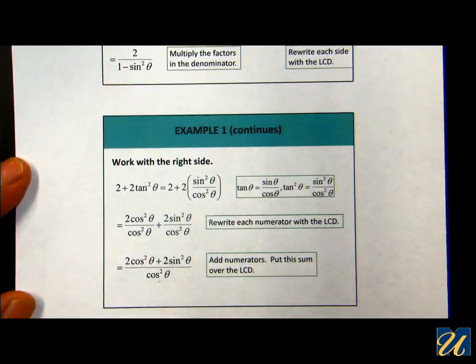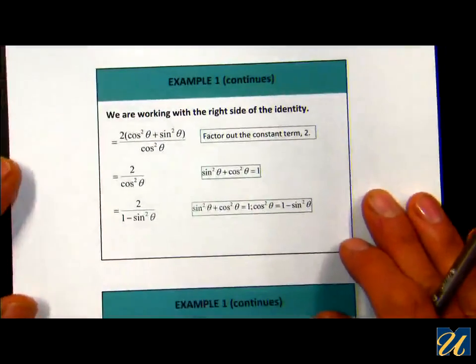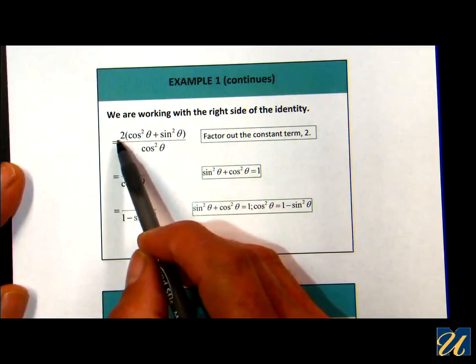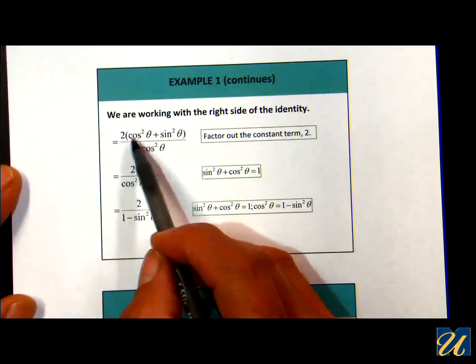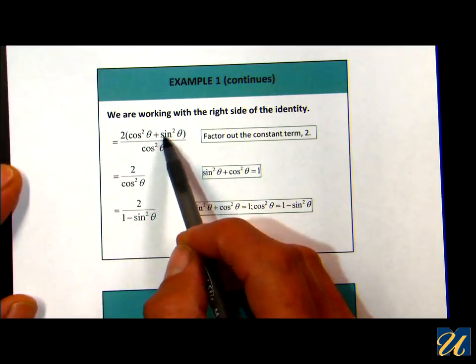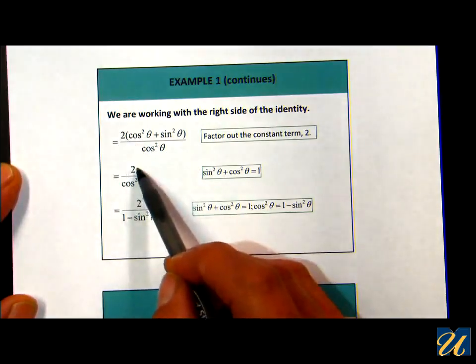Okay. Now what? Well, to look at that, stare at that, think about that. Well, we have a common factor of 2. We could factor out a 2. And that's what's going to be done here in the next slide. Factor out a 2. Why do that? Well, because you can. Does it go anywhere? Turns out it does. Cosine square plus sine square is the Pythagorean identity. That's 1. 1 times 2 is 2. Now we have 2 over cosine square.